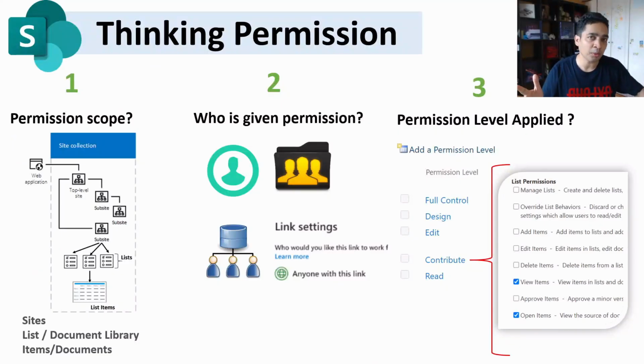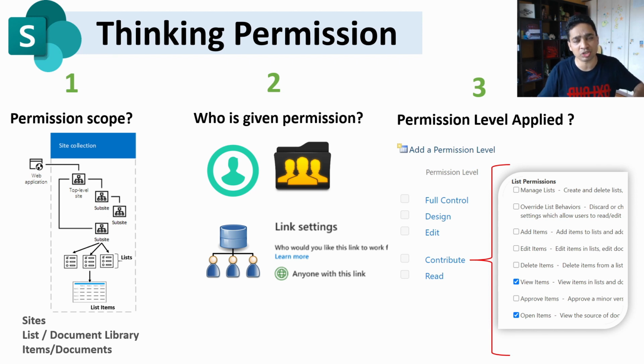When you think about permission, there are 3 important things that come to your mind. First thing is the permission scope, meaning where you are assigning the permission, like at the site collection level, at the subsite level, or even at the list, or at the list item, or at the document level. I would highly recommend not to break the inheritance at the list item level or at the document level.